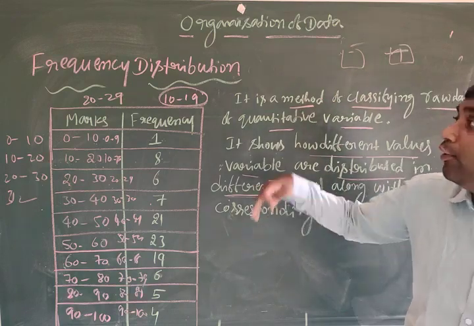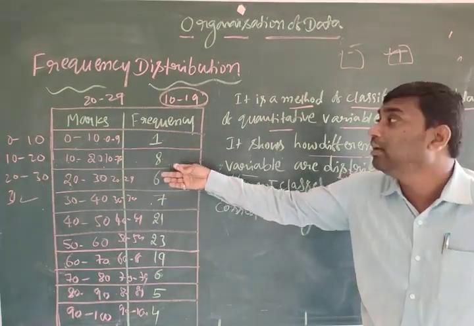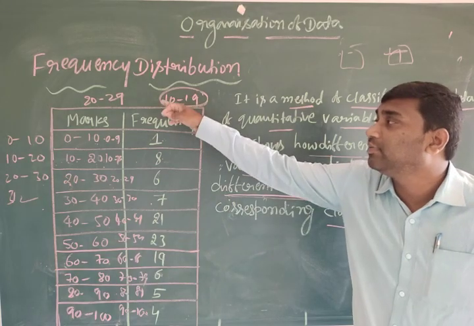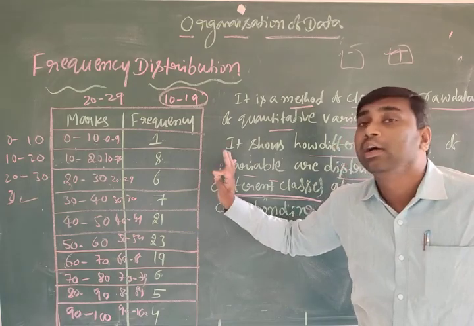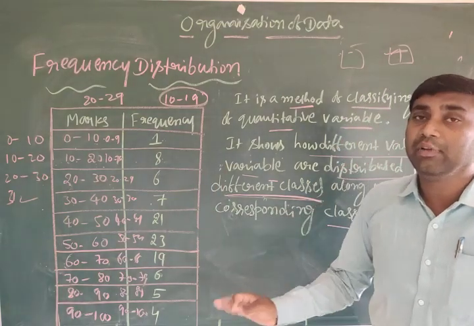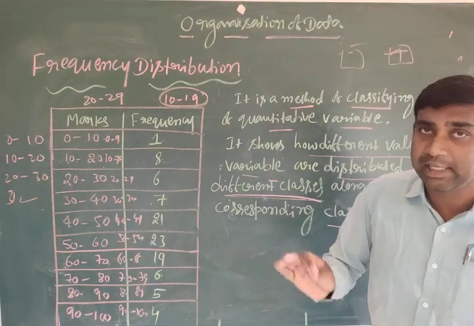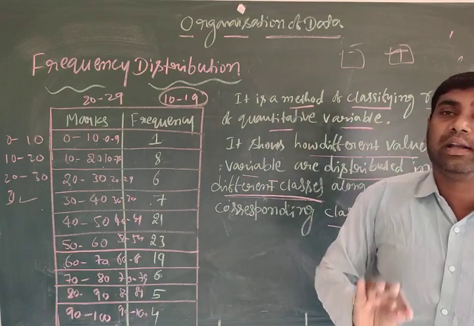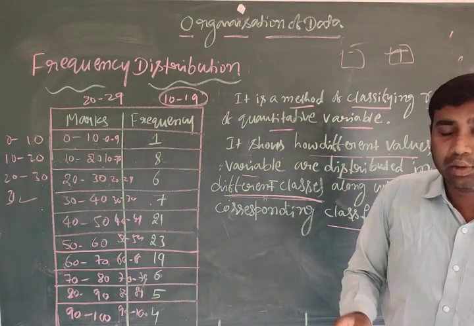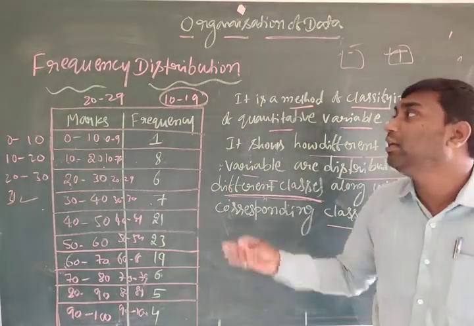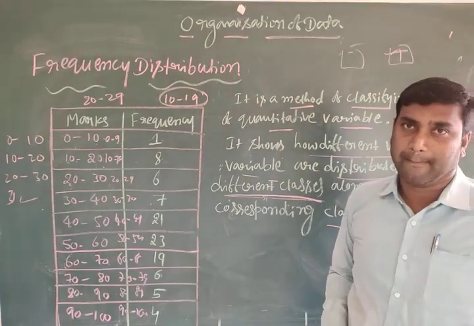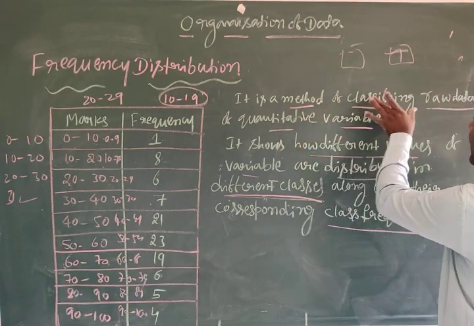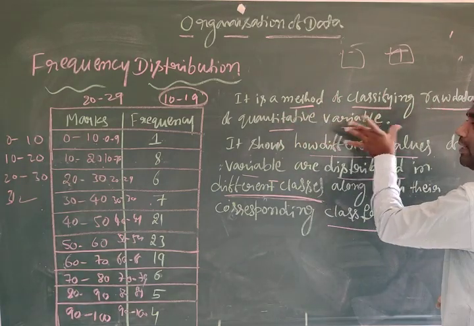Using that raw data, we can classify with the different variables, with the help of frequency distribution. This is the perfect data. This is the frequency distribution. What we observed in the raw data table was not useful. Using that data, we have to classify and explain again with the help of frequency distribution. It is a method of classifying raw data of a quantitative variable.